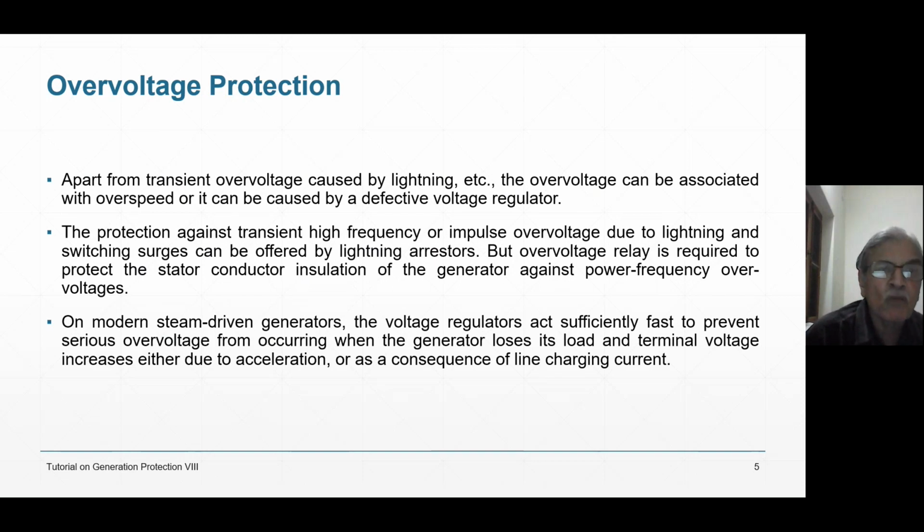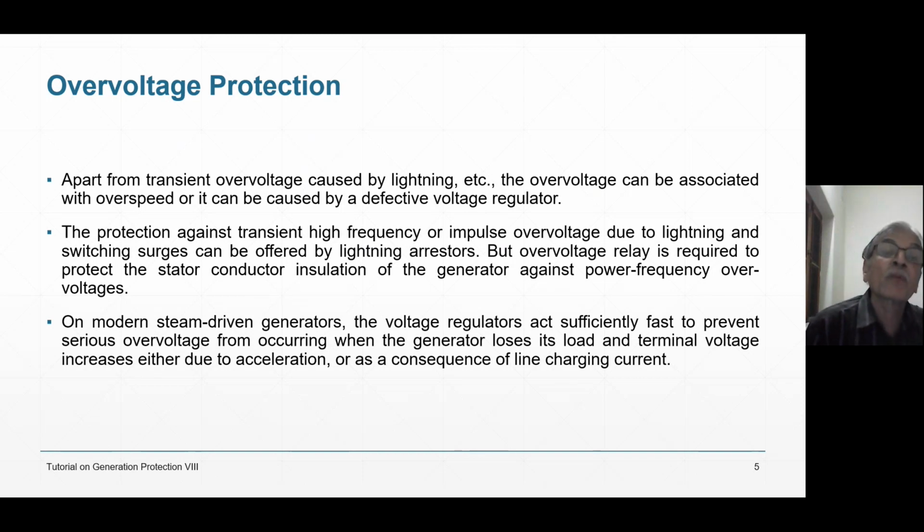Then there is overvoltage protection. We are not talking about higher frequency, high frequency transient overvoltages like lightning and switching overvoltages. Those are taken care of by the lightning arrestor, which is connected at the generator terminal. That is a different thing.